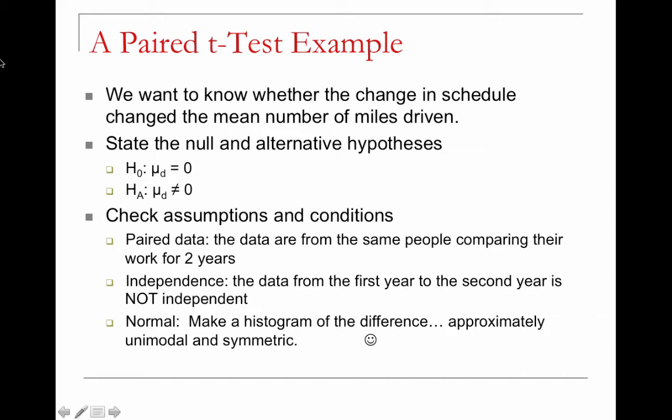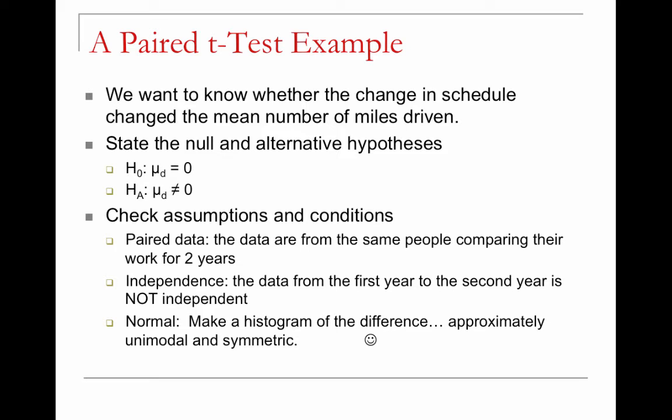So the paired data assumption states that the data are from the same people, comparing their work for 2 years, so it's paired data. Then the independence assumption: the data from the first year to the second year is not independent, again because we're looking at the same people.